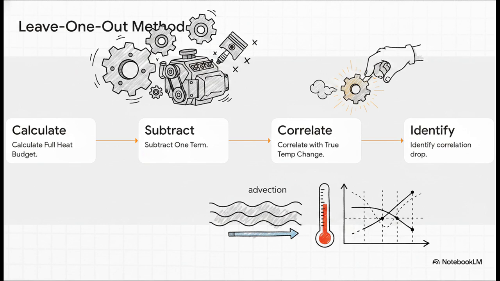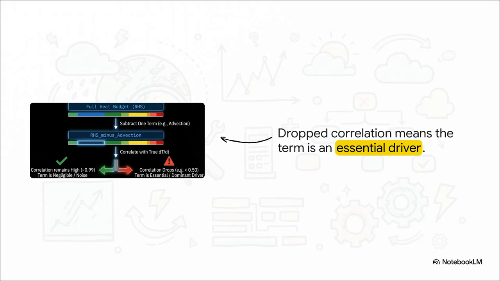They would calculate the full heat budget, systematically subtract one physical variable at a time, say the horizontal movement of water, which is known as advection, and then correlate that new result with the true temperature change. If the correlation drops significantly, boom, you know you've just removed a dominant driver of the system. The logic applied here is just so smart. You take your full heat budget, subtract your suspect term, and run the correlation.